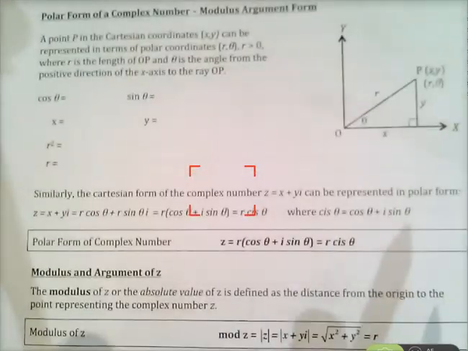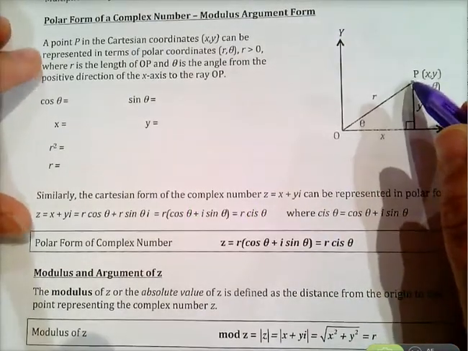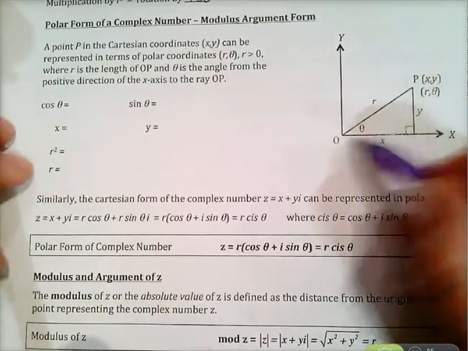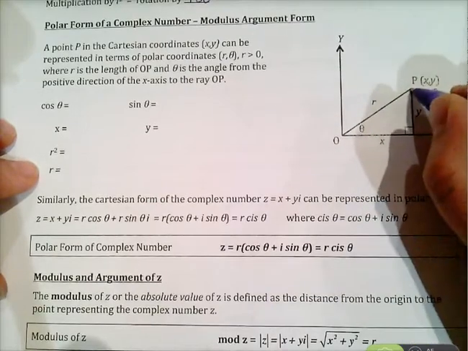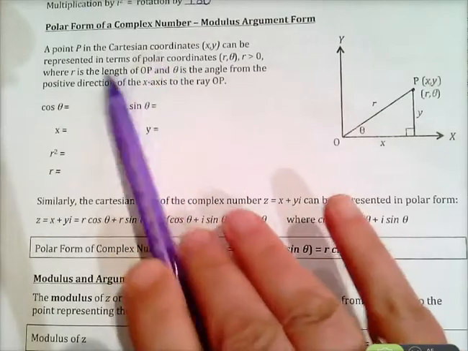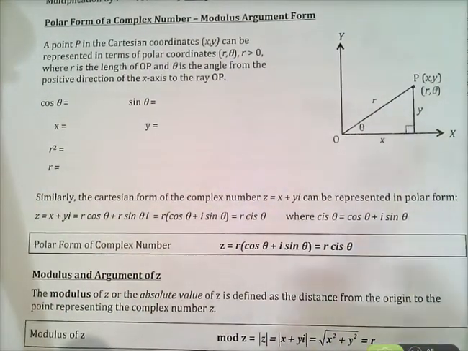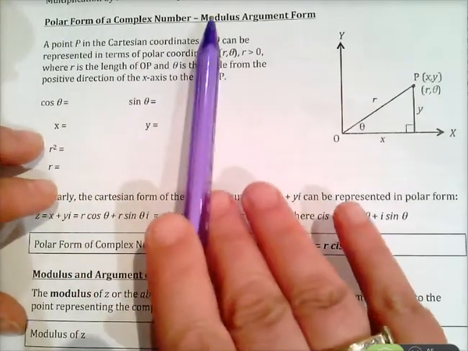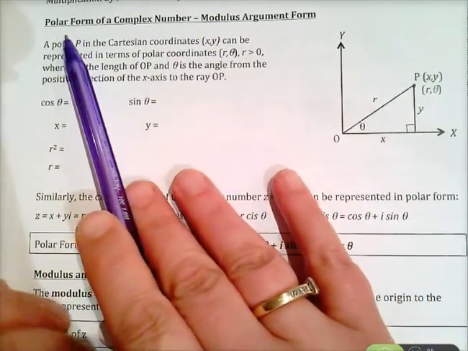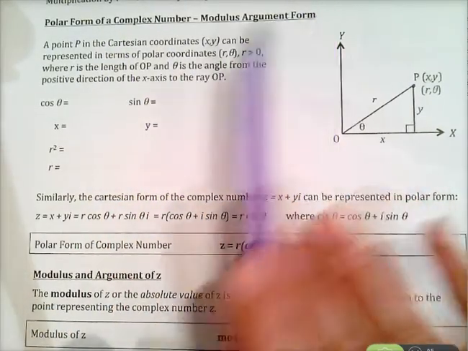Okay, so far, when we've been looking at complex numbers x plus yi, we've been drawing them as Cartesian coordinates, xy. So point P here, the complex number, is xy. However, complex numbers can also be written in a polar form, which is also called the modulus argument form.